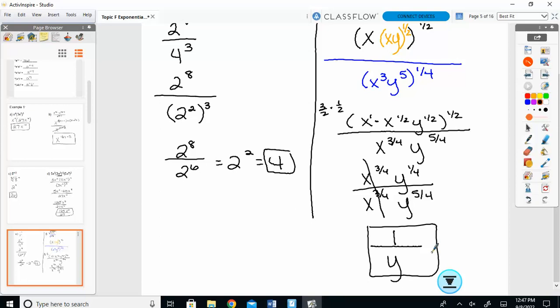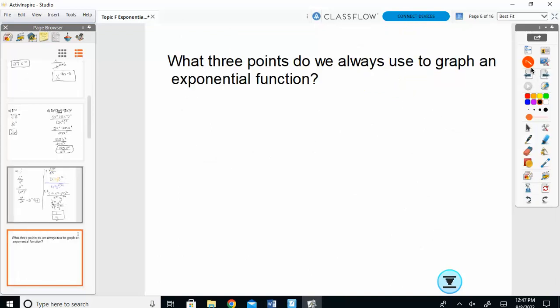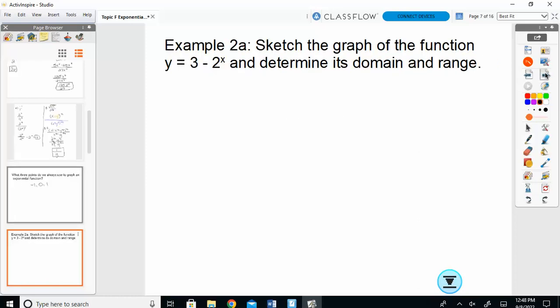Alright, is this good with everybody? Yeah, I guess. Okay, next thing. So we're talking about exponential functions. We need to be able to graph them. So if you remember when we graphed exponential functions, we always made a t-chart and plugged in 3 points. What were those 3 points? 0, -1, and 1. Alright.